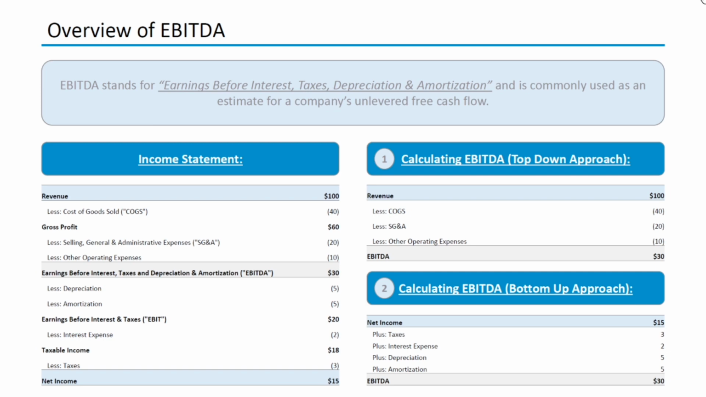Now there's two common ways to calculate EBITDA, as shown on the right-hand side of the page. First, there's a top-down approach, in which you would start with revenue, subtract out cost of goods sold, SG&A, and other operating expenses to arrive at EBITDA. And second, there's a bottom-up approach, in which you start with net income, and you'll add back taxes, interest expense, depreciation, and amortization, and you'll arrive at the same number in either approach.